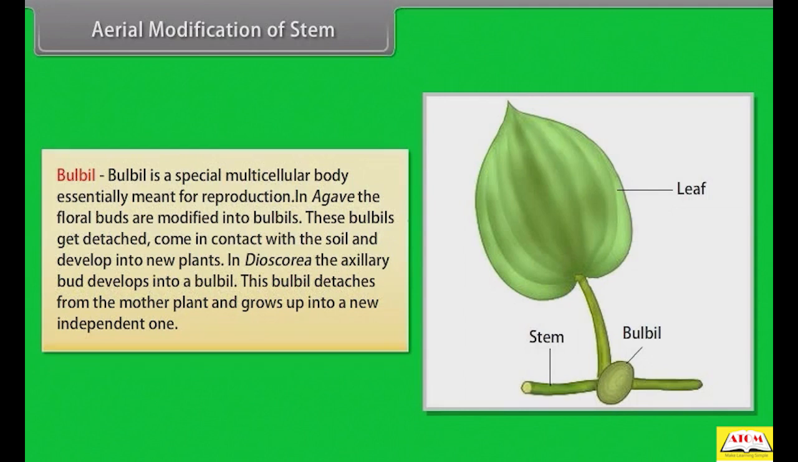Bulbil. A bulbil is a special multicellular body essentially meant for reproduction. In agave, the floral buds are modified into bulbils. These bulbils get detached, come in contact with the soil, and develop into new plants. In Dioscorea, the axillary bud develops into a bulbil. This bulbil detaches from the mother plant and grows up into a new independent one.